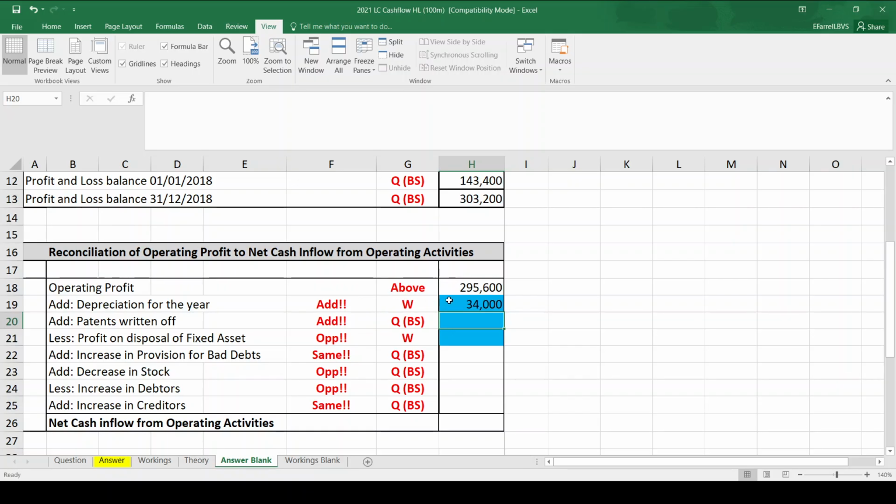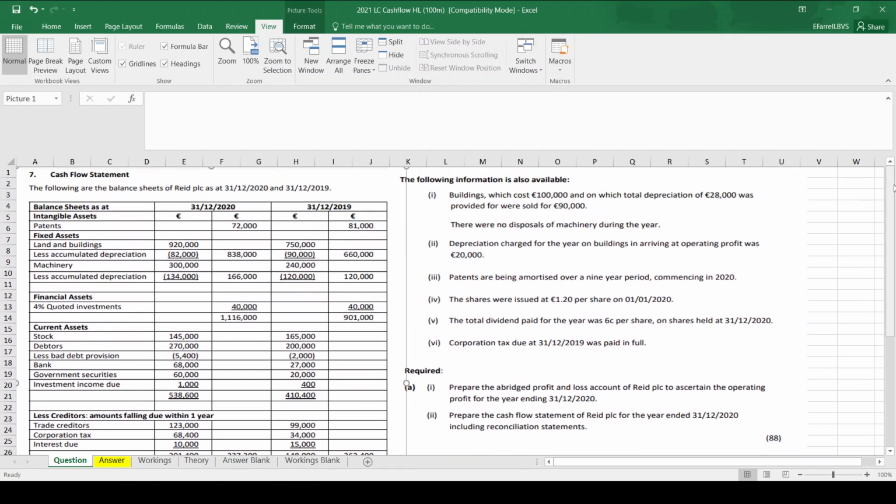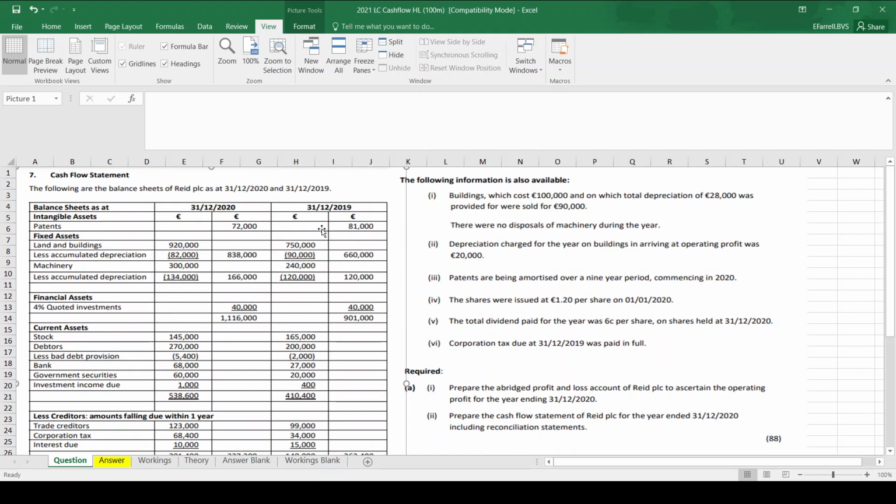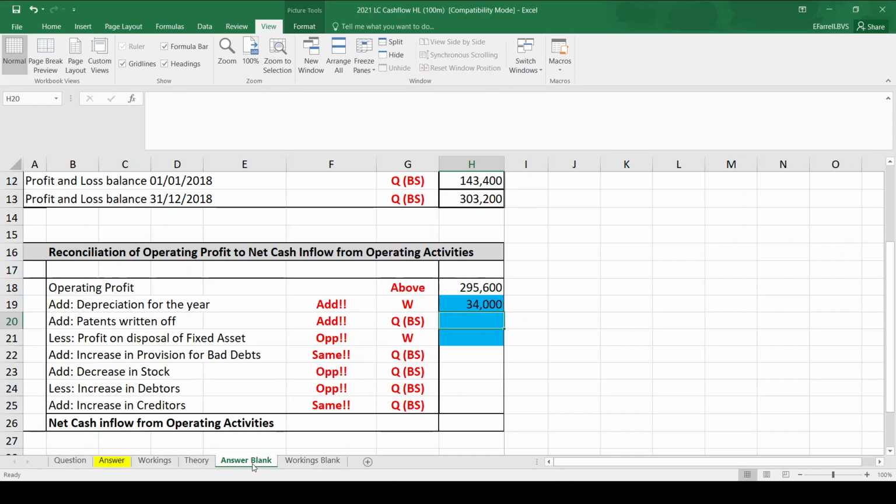Patents written off will have to go here. Sometimes there are no patents written off in these questions. Sometimes there are. So in this question there is, and we have to include that. Where do I get my patents written off from? From the balance sheet. Last year, the patents were 81. This year, they're 72. So they've gone down by 9,000, so they've been written off by 9,000. And again, that's going to go in here, and we're always going to add that. So depreciation and patents are always added. They're positive.